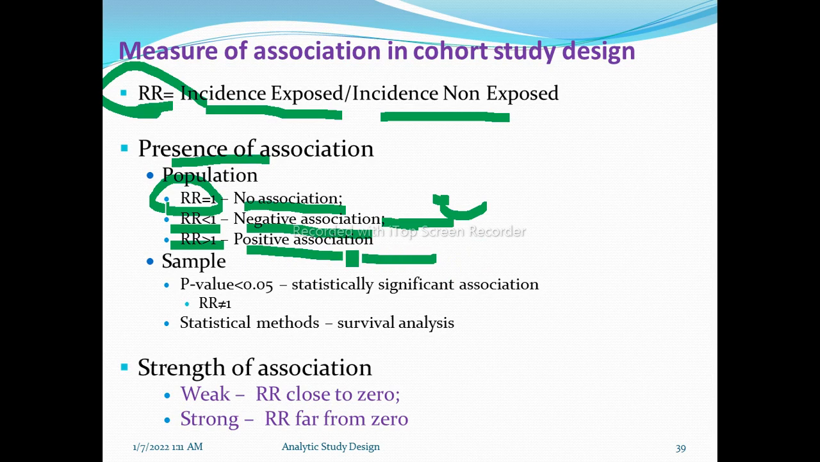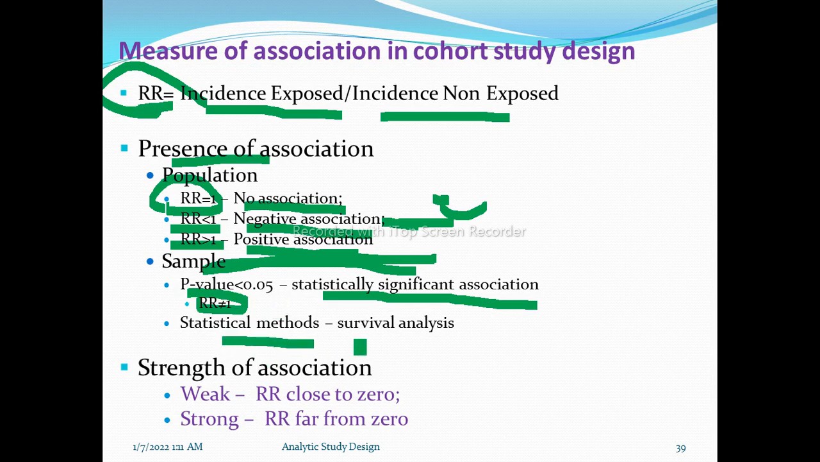So congenital anomaly or birth defect and drinking coffee more than 5 times have a positive association, or drinking coffee is a risk factor for the development of congenital anomaly if relative risk is greater than 1. If the p-value is less than 0.05, it is a statistically significant association. That means relative risk is different from 1. If it's 1, there is no association. Different from 1 means a statistically significant association, either negative or positive.